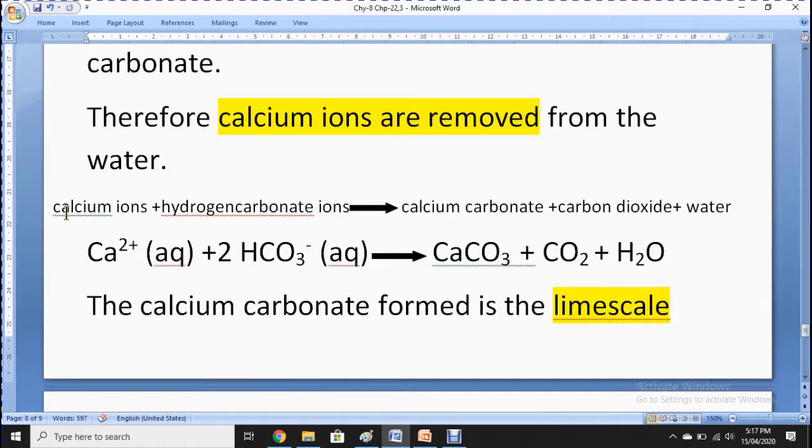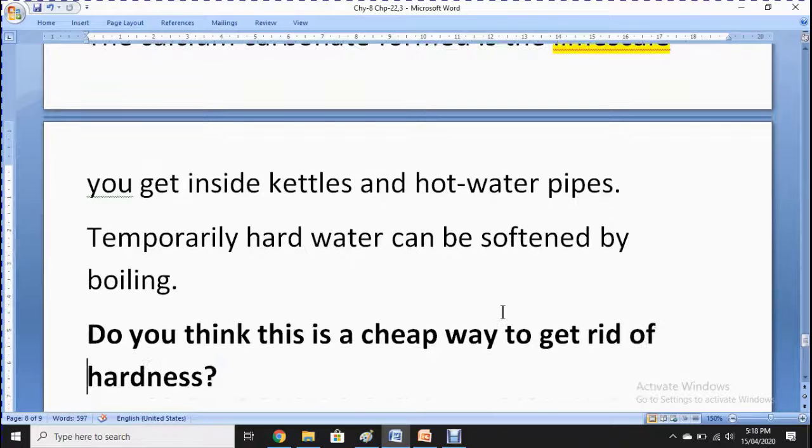For example, this is the equation here: calcium ions plus hydrogen carbonate ions. When they react, or you can say when we boil this water, they give us calcium carbonate plus carbon dioxide and water. These are the products. The carbon dioxide, in gaseous form, escapes from the water, and the calcium carbonate settles down. The calcium carbonate forms the limescale you get inside kettles and hot water pipes.